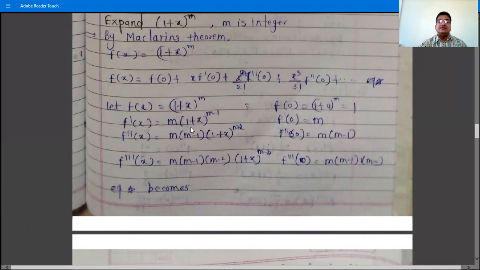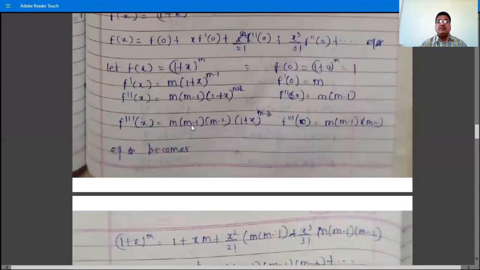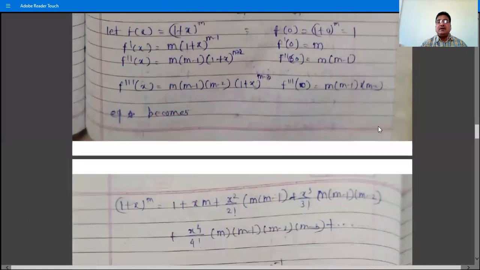Then f'(x) is m(1+x)^(m-1), and f'(0) is m, that is, substitute x as 0, so we have the value m. f''(x) is m(m-1)(1+x)^(m-2), and the value at 0 is m(m-1). In this way, f'''(x) is m(m-1)(m-2)(1+x)^(m-3), m-2-1 becomes m-3. And the value at 0 is m(m-1)(m-2).